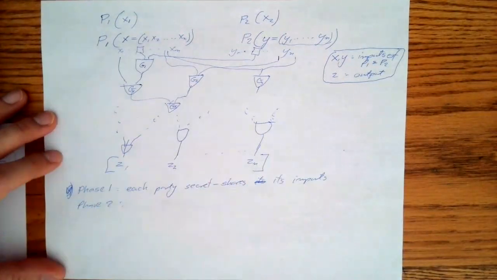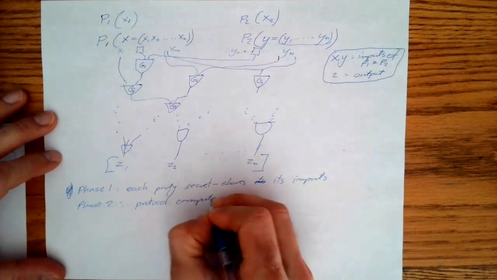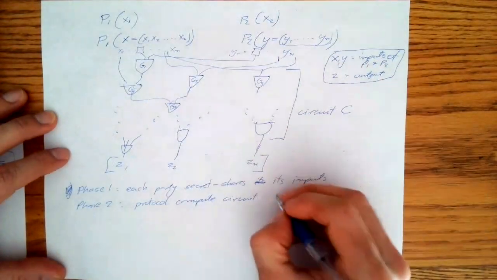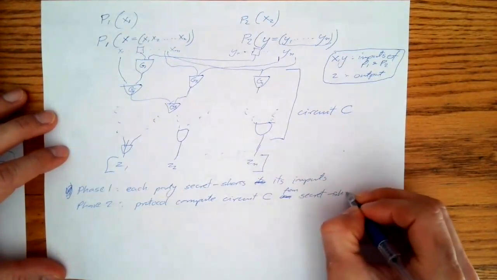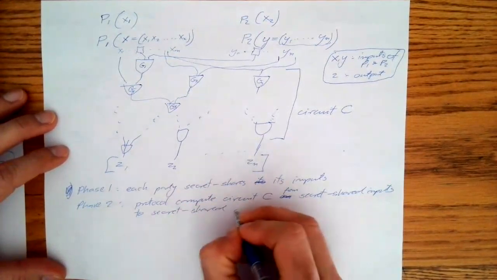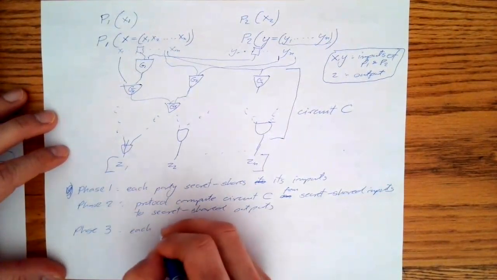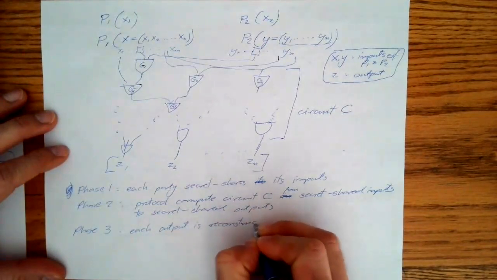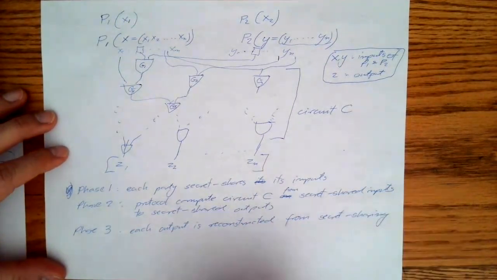Phase two, the protocol computes the circuit. So this thing is the circuit C on secret shares, from secret shared inputs to secret shared outputs. And phase three is that each output is reconstructed from the secret sharing. Okay.